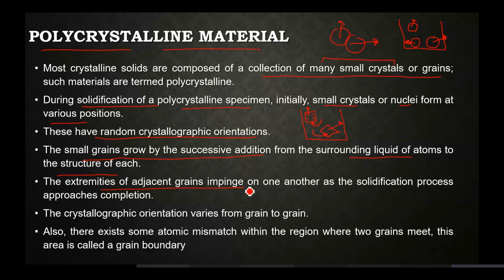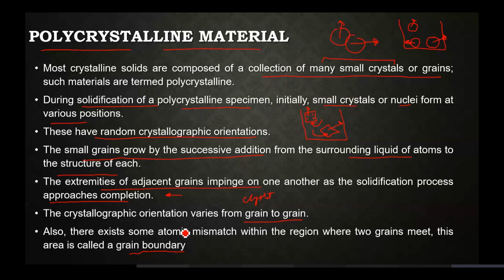Let me come to this point in a minute's time. The crystallographic orientation varies from grain to grain. Grain and crystal, they are one and the same thing. Also, there exists some atomic mismatch within the region where two grains come in contact. This is called grain boundary. So, what is grain boundary? We'll look into it in the next slide, and it will become clearer to you.